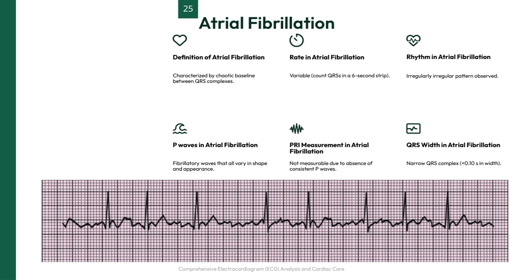Because of this, measuring the PR interval isn't possible since consistent P waves are absent. Lastly, the QRS complexes themselves remain narrow, typically less than 0.1 seconds in width, indicating that ventricular conduction is usually normal despite the irregular atrial activity.